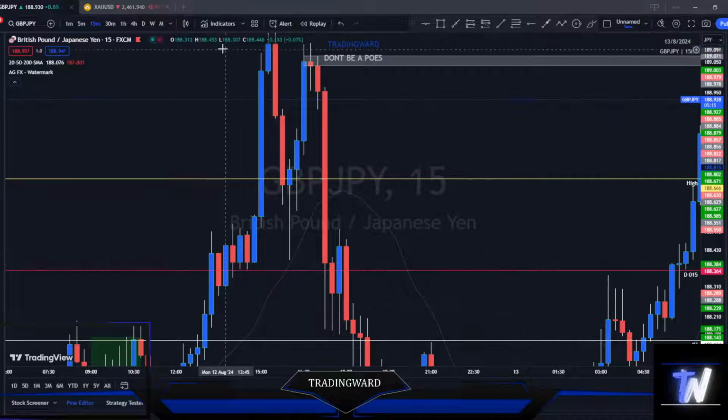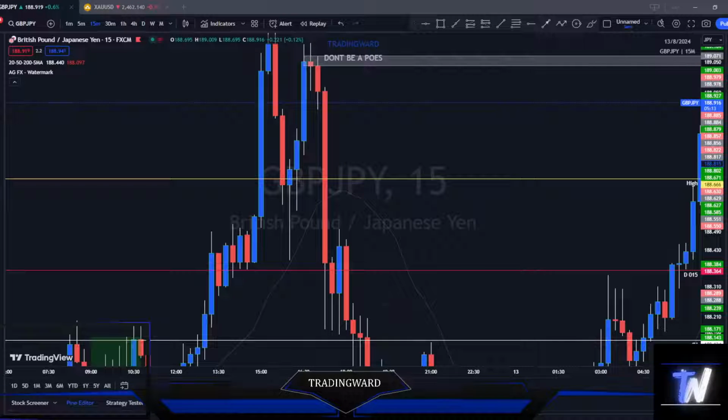You get your setup. Or I get my setup. If I don't enter there, where am I entering? If I don't enter here, where am I entering? Because I got my setup. Now what am I going to do? Now that candle runs, there's 50 pips to the upside.